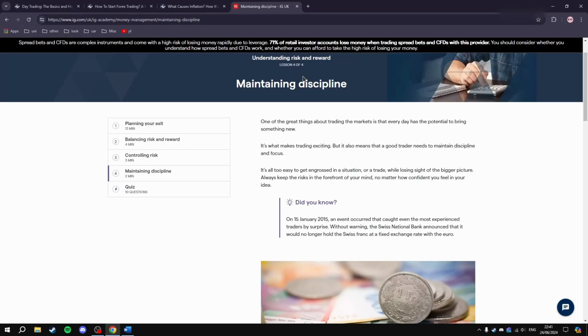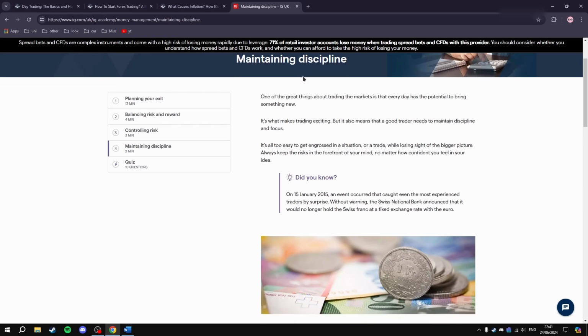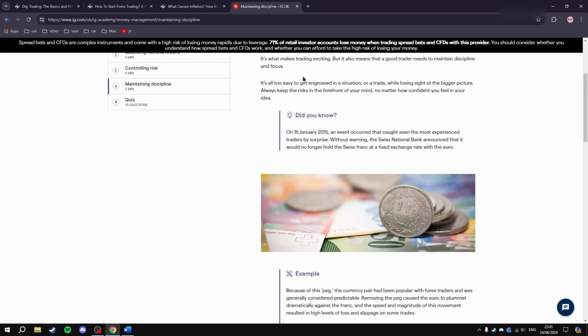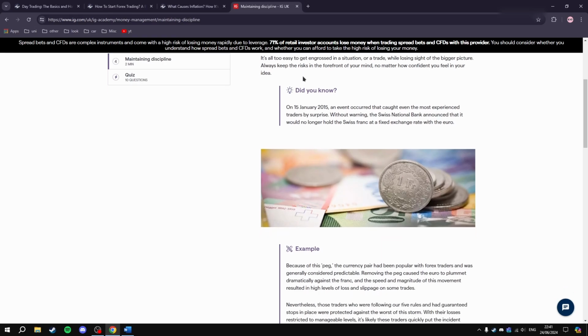One of the great things about trading in the market is that every day has potential to bring something new. It's what makes trading exciting, but it also means that a good trader needs to maintain discipline and focus. It's all too easy to get engrossed in a situation or a trade whilst losing sight of the bigger picture. Always keep the risks in the forefront of your mind, no matter how confident you feel in your idea.